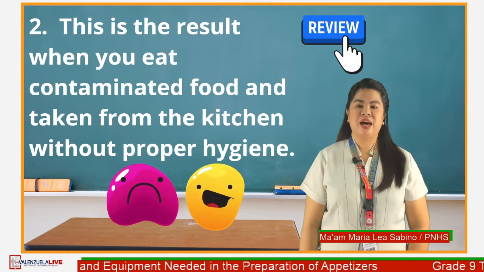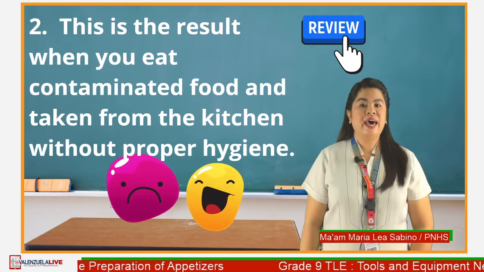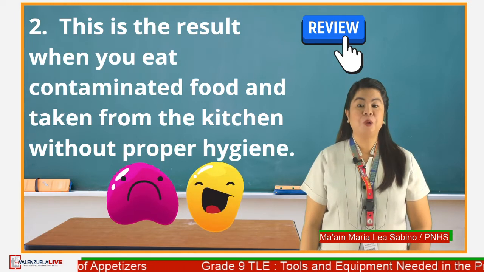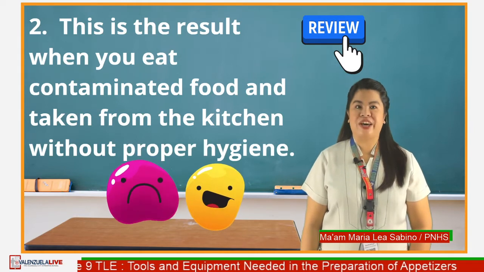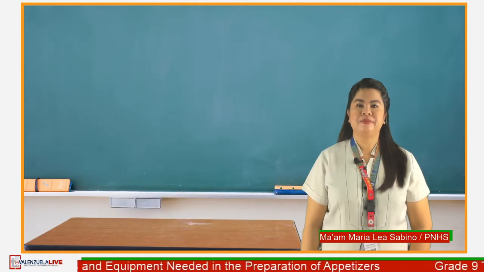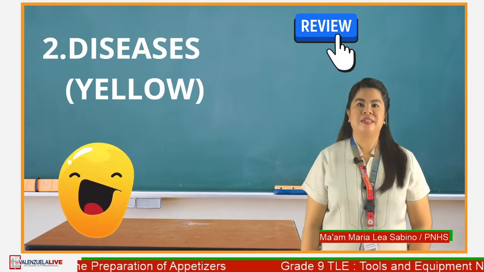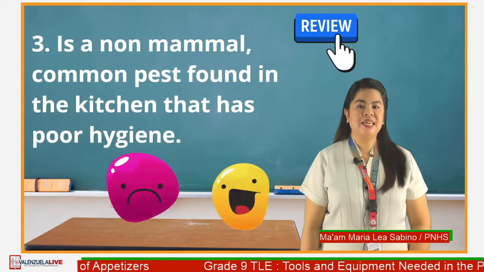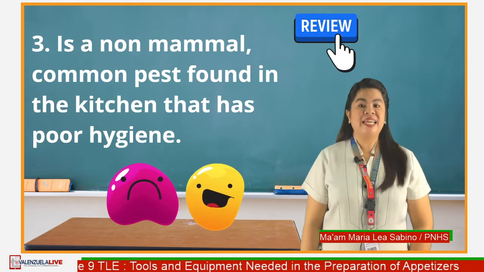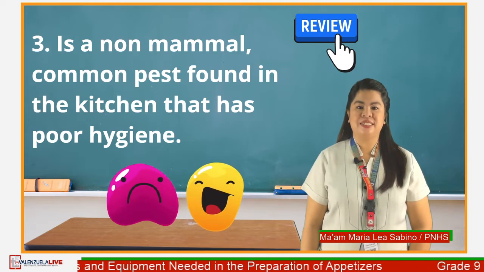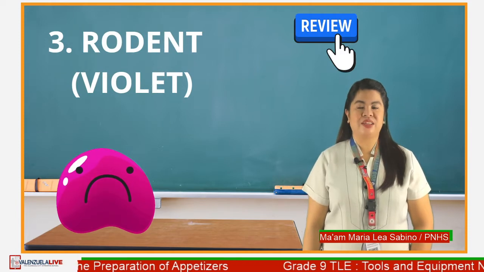Number 2. This is the result when you eat contaminated food taken from the kitchen without proper hygiene. Is it yellow or violet? It's yellow, diseases. Lastly, a non-mammal common pest found in the kitchen that has poor hygiene. The answer is rodent, violet.